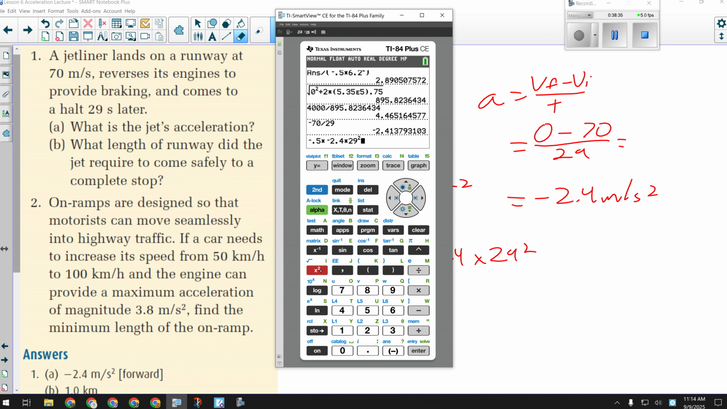Now, I didn't use the whole number here. I only typed in 2.4. Why? Because I've told you all the way along, always keep all the decimals in your calculator. Never round off. Why did I round off there?